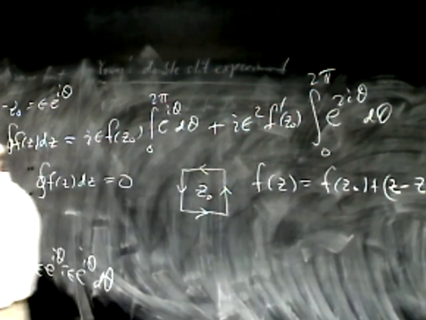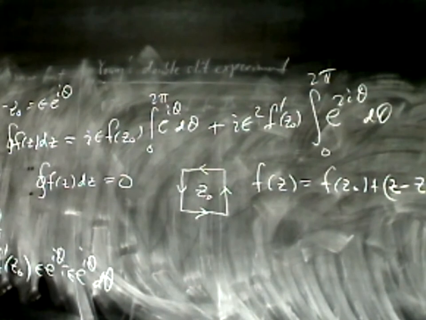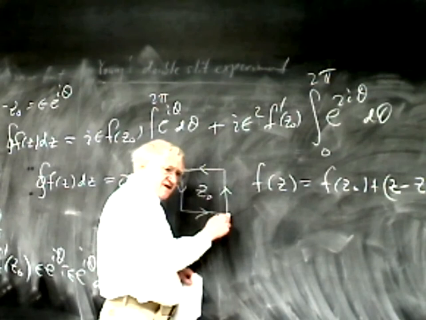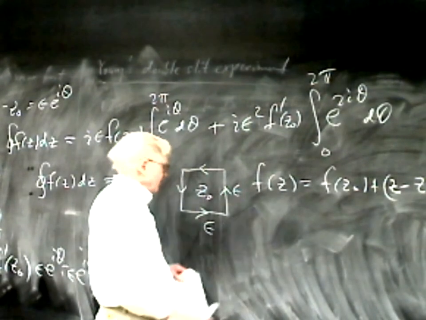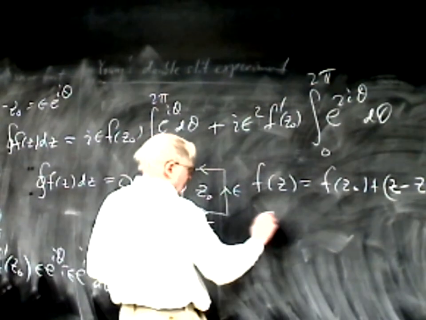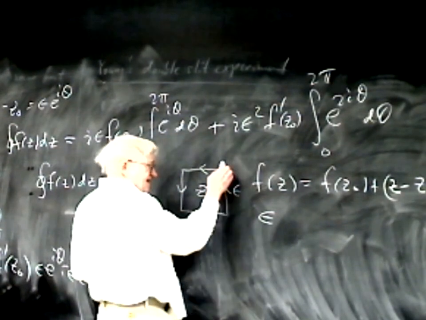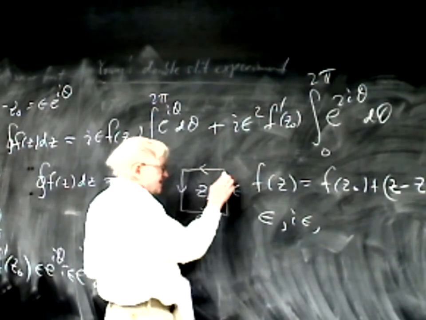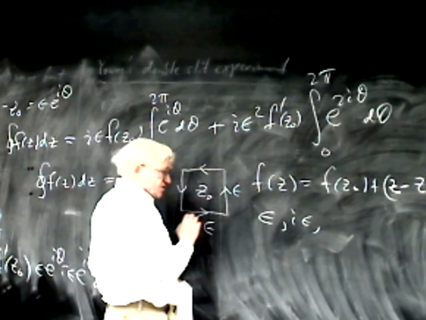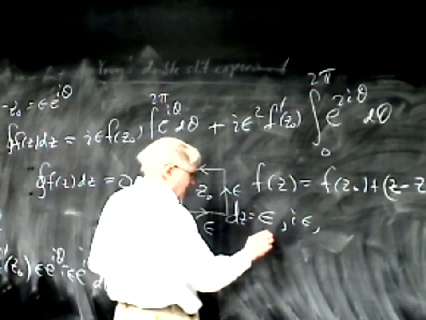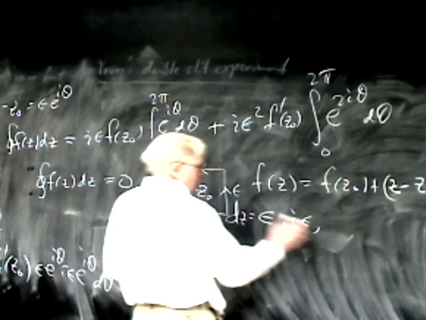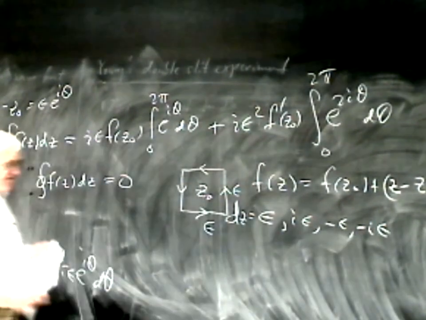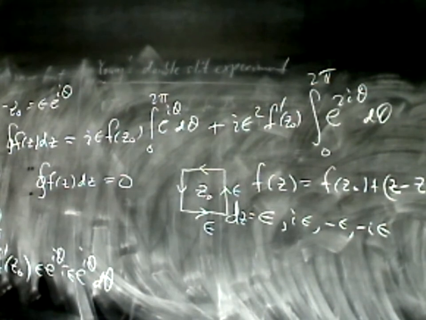Now, let's consider the contour. The contour consists of four segments, four complex segments. This is a square of side epsilon. So the first segment is epsilon. The second segment is i epsilon. That is to say, the dz of the integral around this contour. In other words, dz is going to be epsilon, i epsilon, minus epsilon, and minus i epsilon for this one here. And so those are the four dz's.